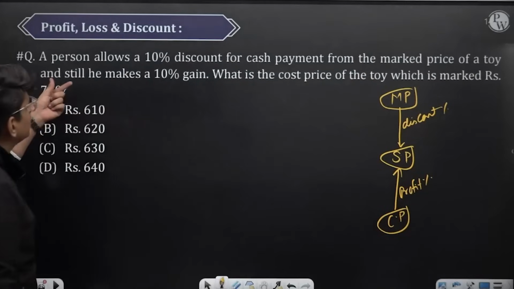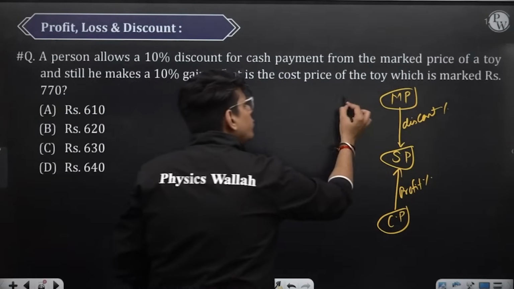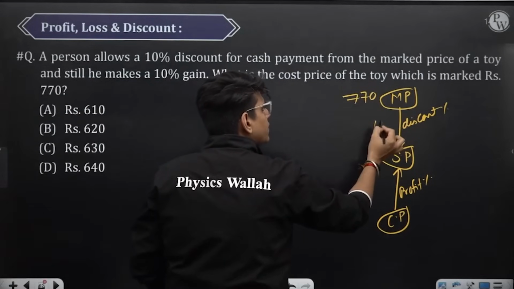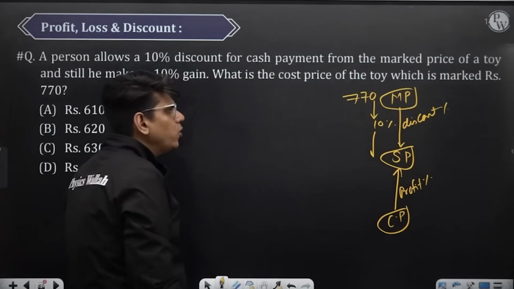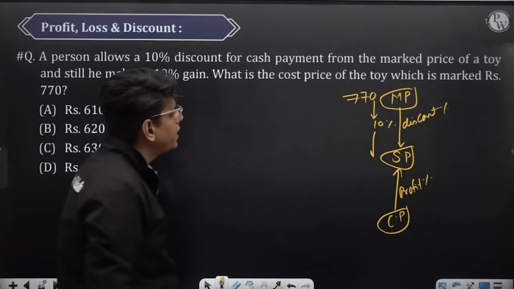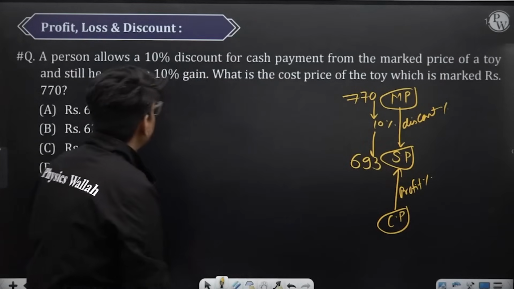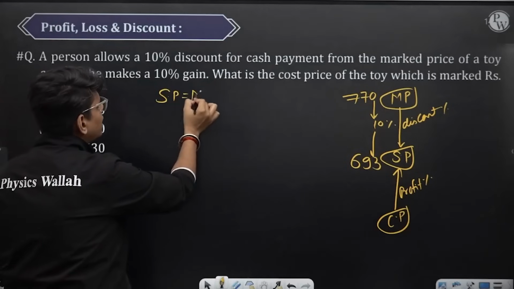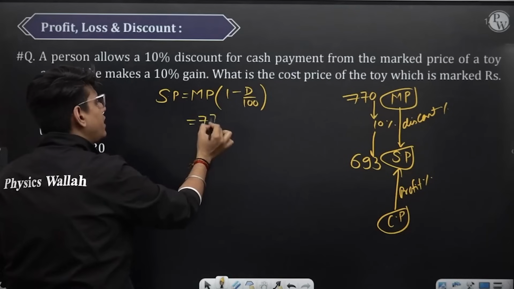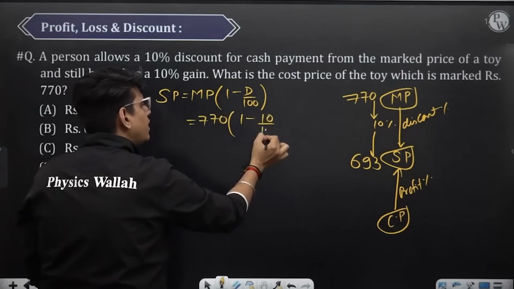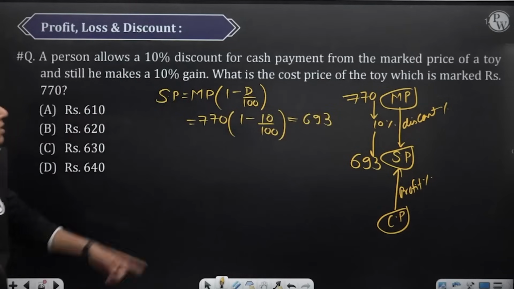So here a person allows a 10% discount for cash payment from the marked price. So marked price here is given to you as 770. 10% discount is applied to this. That means 770 into 0.9, right? So the selling price will be 693. Selling price equals marked price into 1 minus discount by 100. So marked price is 770 into 1 minus 10 by 100. If you solve this, you will get 693. So selling price is 693.